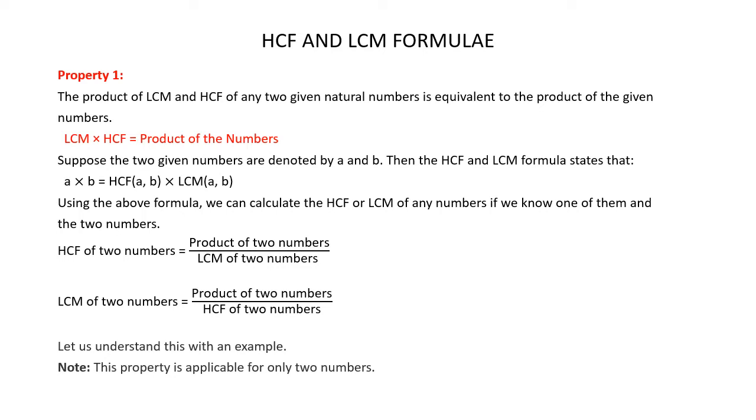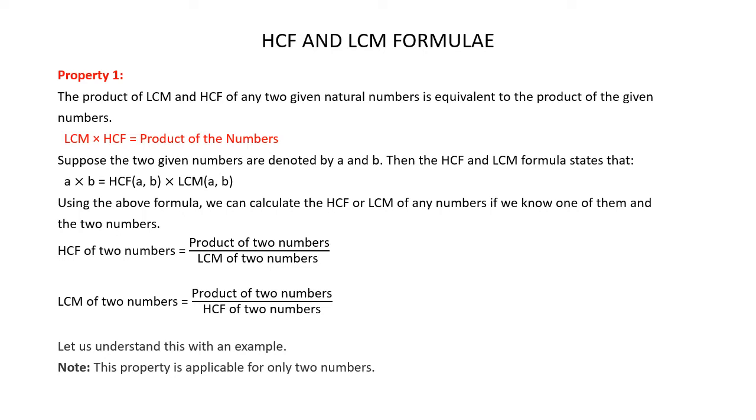LCM of two numbers multiplied by HCF of the two numbers is equal to product of the two numbers. HCF of the two numbers is equal to product of the two numbers divided by LCM of the two numbers. LCM of the two numbers is equal to product of the two numbers divided by HCF of the two numbers. Understand that this property is applicable only if there are two numbers. It's applicable for only two numbers.